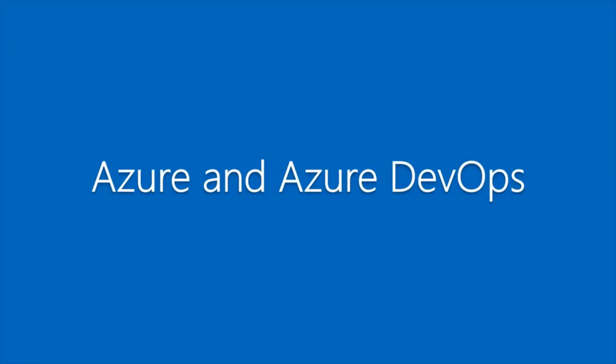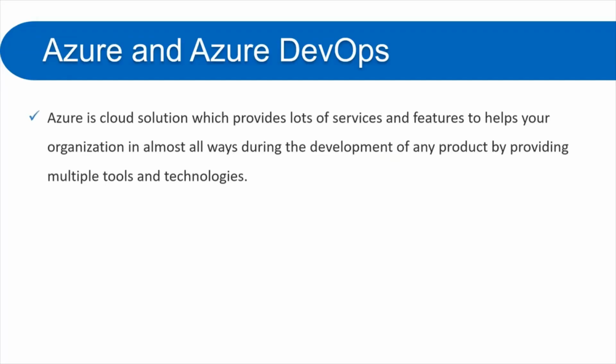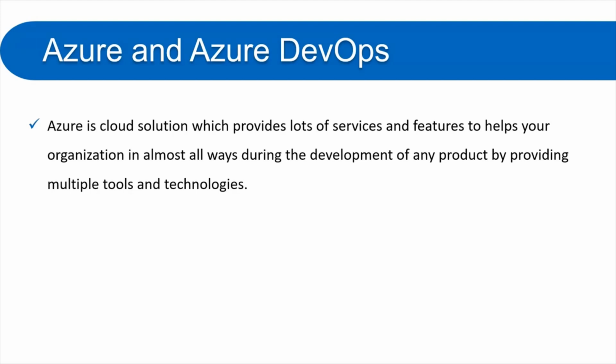Let's understand the relationship between Azure and Azure DevOps. Azure is a cloud solution which provides lots of services and features to help your organization in almost all ways during the development of any product by providing multiple tools and technologies. So basically, Azure is a cloud solution, and this cloud solution provides lots of features which are required for your company. It is used for development, for deployment, and for the management of other things also. Irrespective of technologies, there are lots of technologies which you can use in Azure. It provides you storage, and lots of other things.